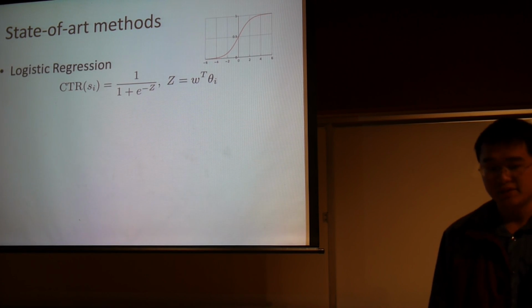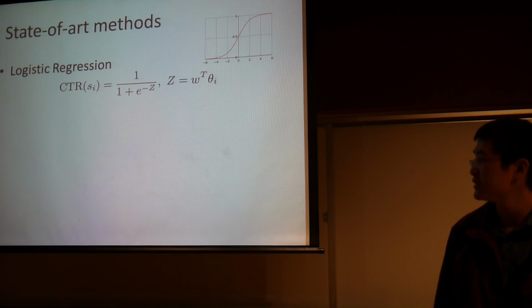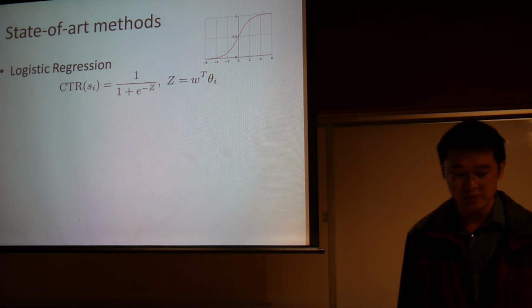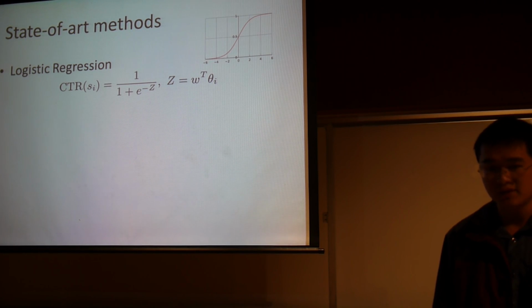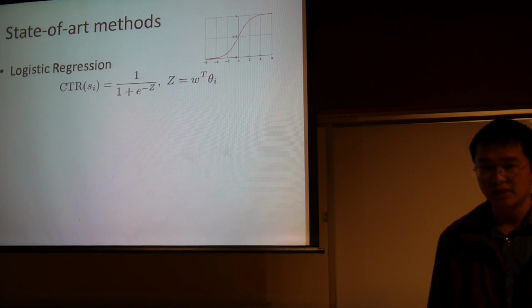The third method is the classical logistic regression. In this method, we are given one impression of the advertisement, and we summarize all the information we have into a feature vector theta. We multiply this vector by a weight vector w, and then use a logit link function to model the CTR of the ad.